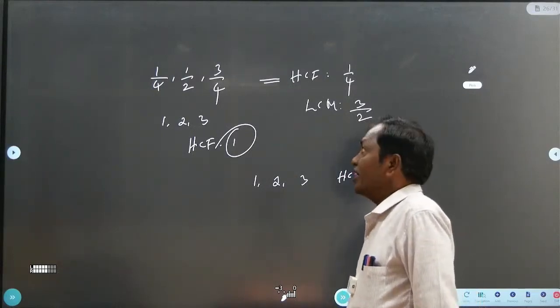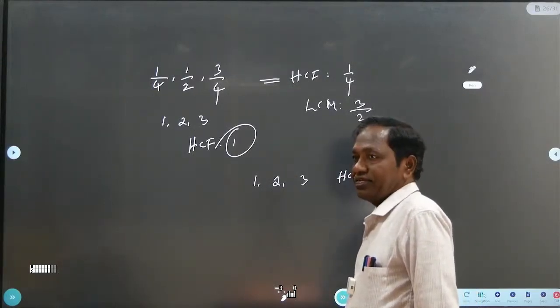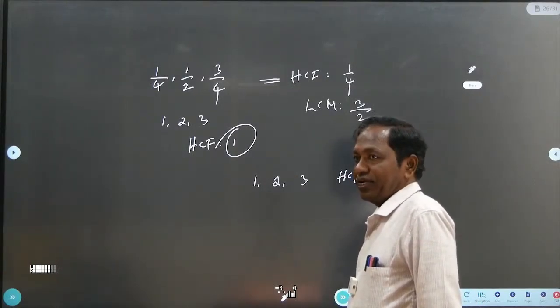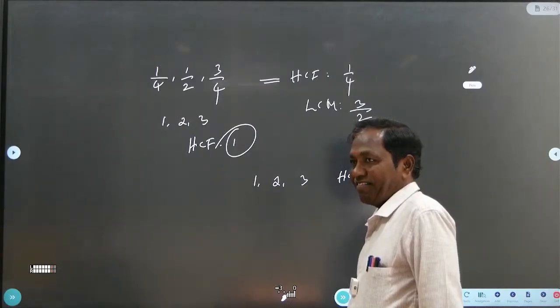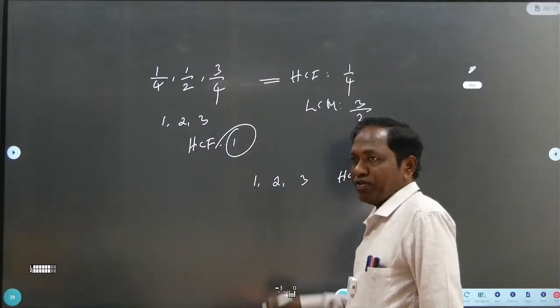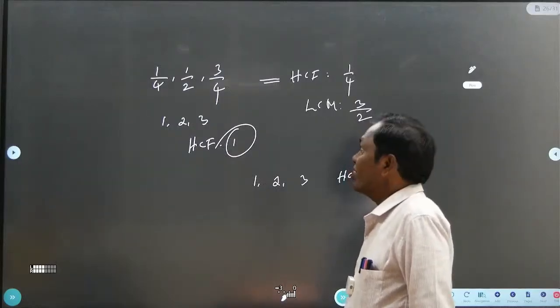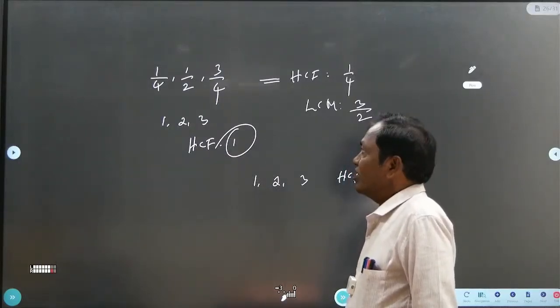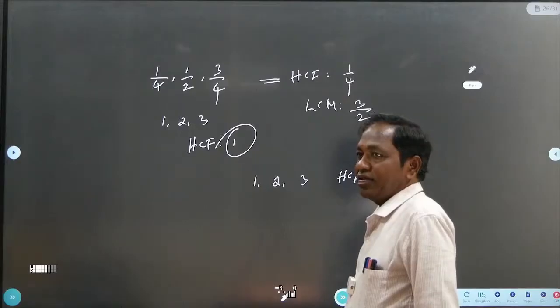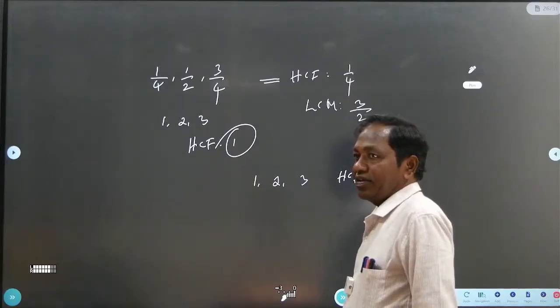There we converted fractions to natural numbers. Now we also want the answer in fraction, so we should convert natural number to fraction. We should do the reverse. First in conversion we multiply, now we should divide, then it will tally. Here the LCM is 4 among 1 by 4, 1 by 2, 3 by 4, so we should divide the HCF by the LCM, that is 1 by 4. Then the answer will tally.